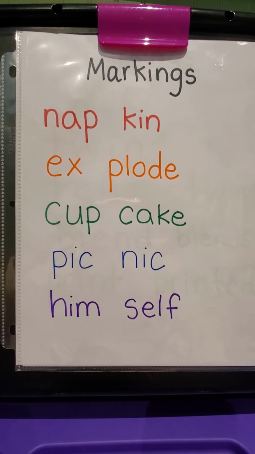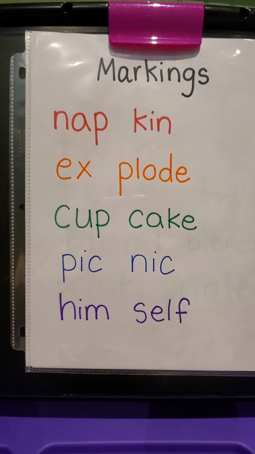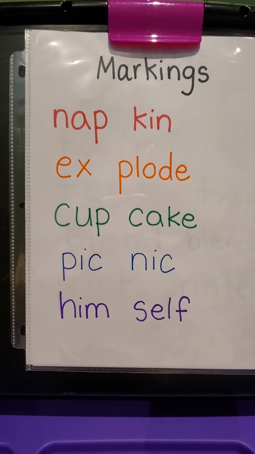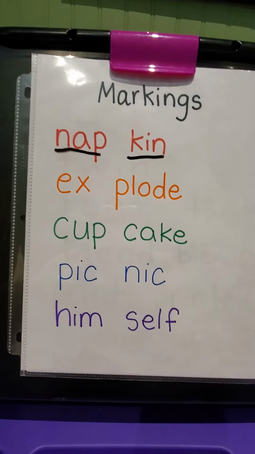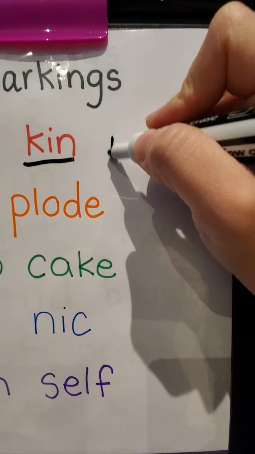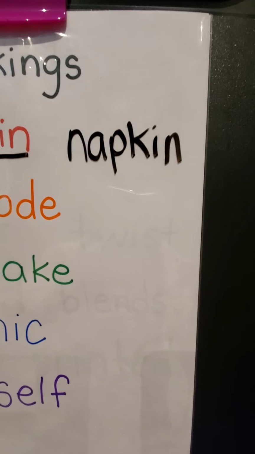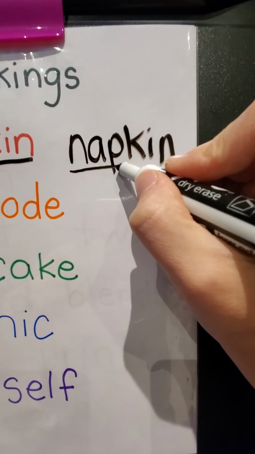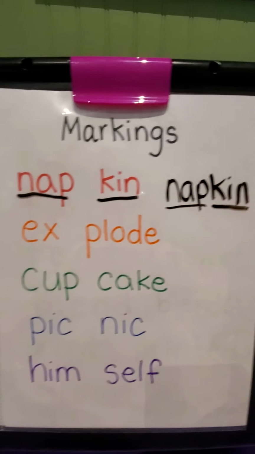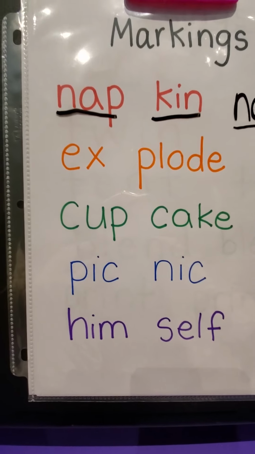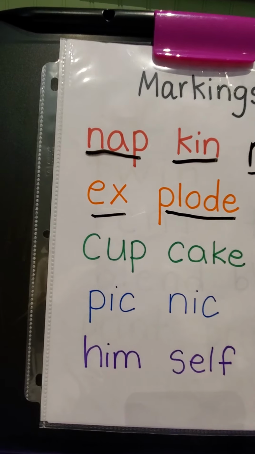If you forget and you put it all together, it's okay. I'm not going to mark it wrong. But you do have to make sure that you underline the separate syllables. So, nap and kin. So what I mean is, let's say you wrote it as napkin all together. Of course that's correct because that's how you write a word. As long as you have the markings under the separate syllables, it would be right. Then we have explode. Underline EX, that's the first syllable. Underline plode, that's the second syllable.